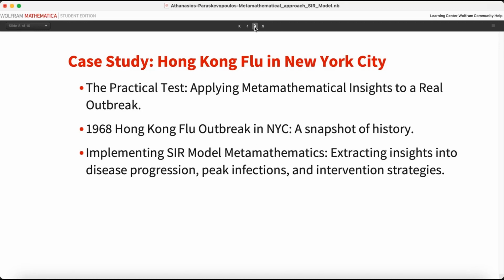Shifting our focus now to the real world, we put our mathematical insights to the test by analyzing the 1968 Hong Kong flu outbreak in New York City. This case study became our laboratory to extract insight into disease progression, peak infections, and intervention strategies.